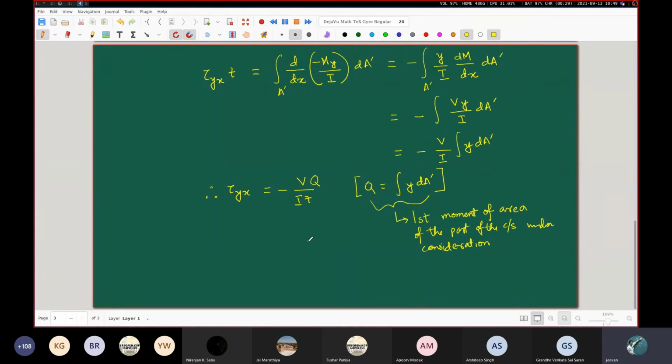So we'll see the implications of this formula in a bit. Now, there are certain very important things. As far as the basics of this chapter are concerned, it's done. This is the formula, what is referred to as the shear stress formula. Okay, and we are done.